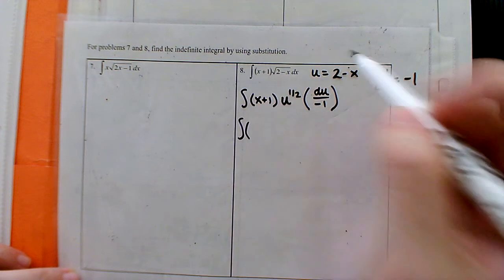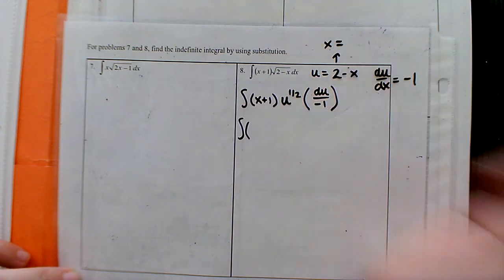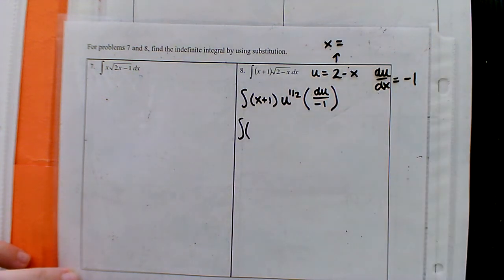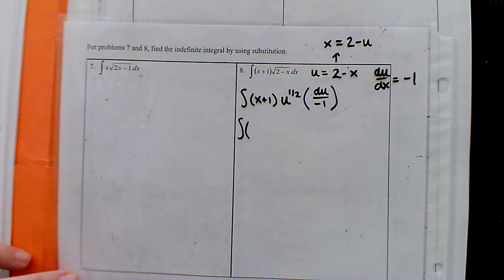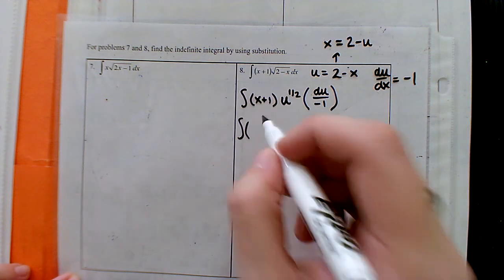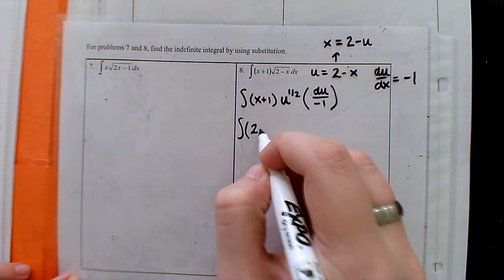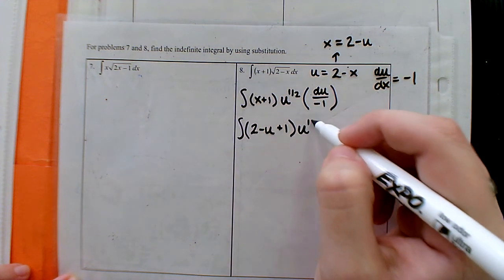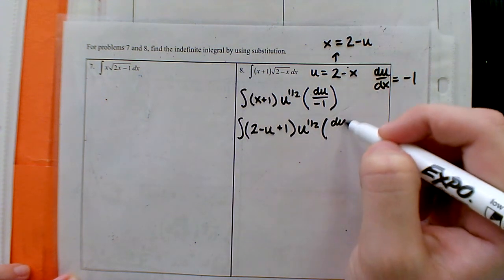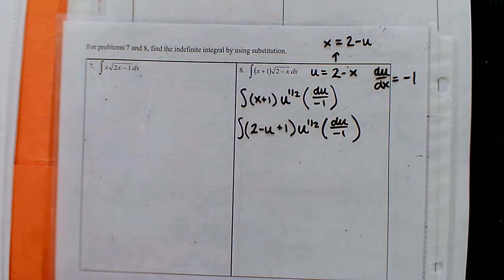Solve for x. All right, so let's take that u equation, and we'll get the x all by itself. Looks like we'll get 2 minus u. So in for that x, we'll plug in 2 minus u. Then we have the plus 1, u to the 1/2 after that, and then du over -1 on the end. So now that all the x's are gone, we should be able to easily work backwards from it. It should look like one of the 5 integrals we are familiar with, but we may have to clean it up.